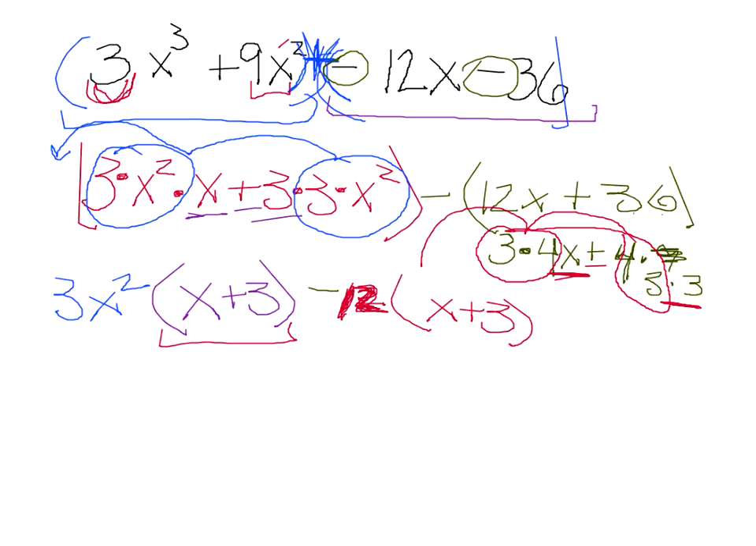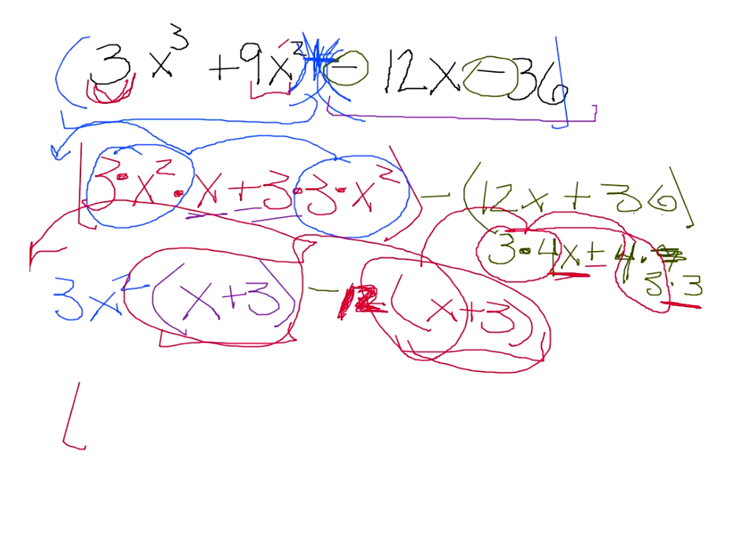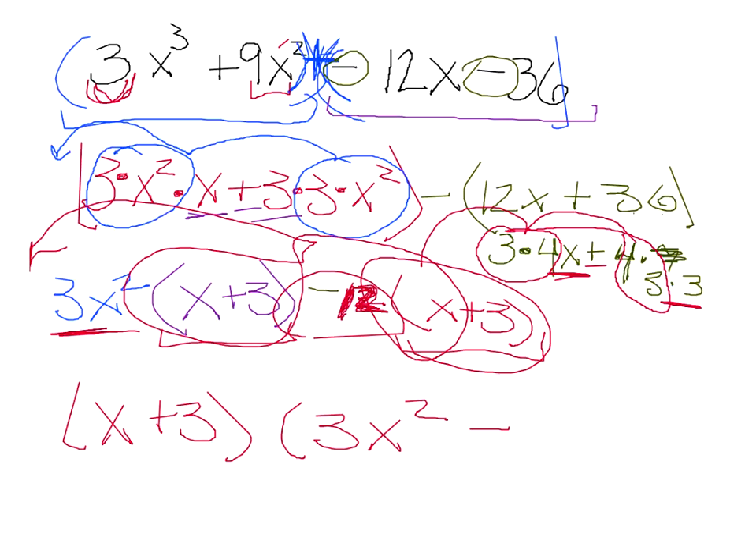Okay, and now we have this that's common to each term. So we pull that out in front. And what we have left is a 3x squared minus 12.